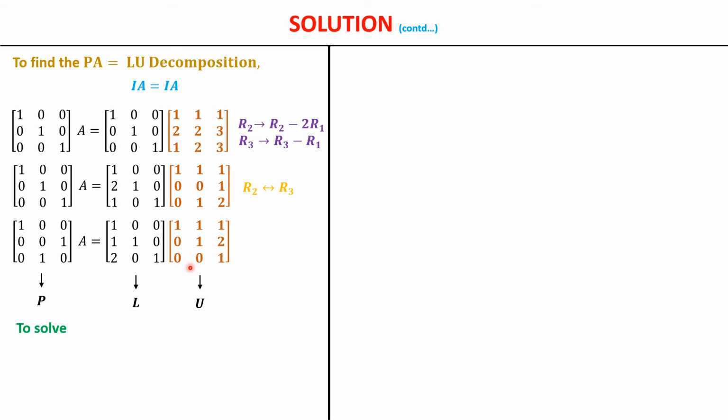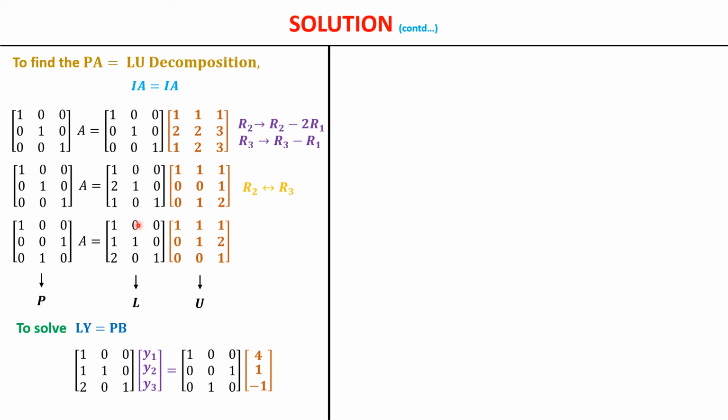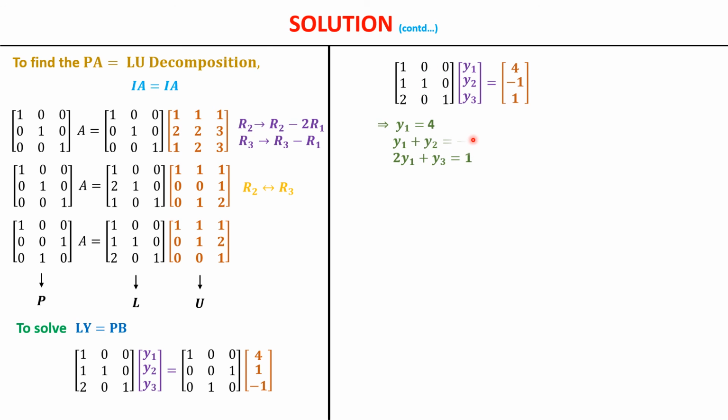Now we have to start with the first system that we have to solve. It is Ly equal to Pb. L is this matrix. So I've written that. Y is y1, y2, y3. P is the permutation matrix, which is the final permutation one. And B, which is our constant matrix. So when we multiply it, we get such a system. Here it is a lower triangular matrix, and therefore we use forward substitution. So 1 into y1 is equal to 4. 1 into y1 plus 1 into y2 is minus 1. 2y1 plus y3 equal to 1. And on solving, I get y1 is 4, y2 is minus 5, y3 is minus 7.